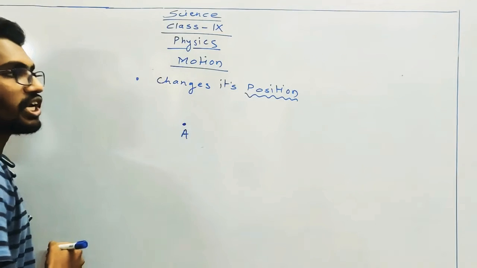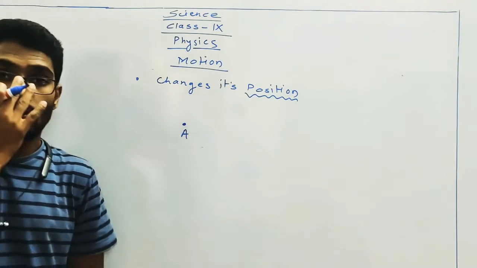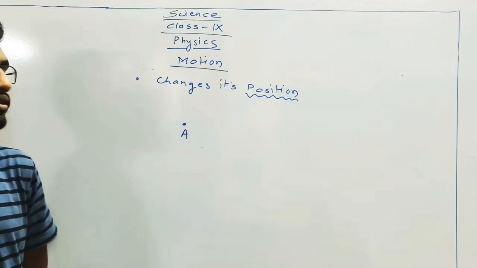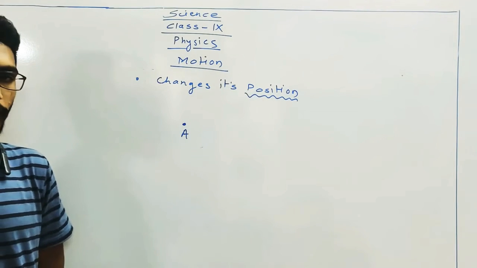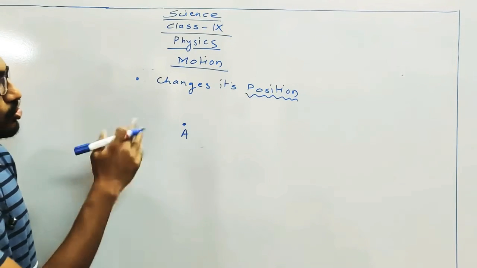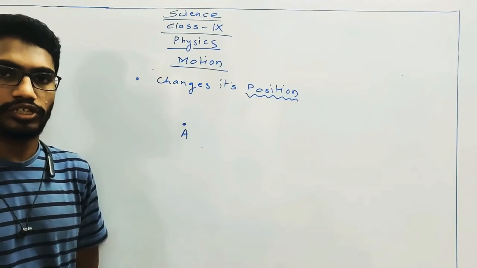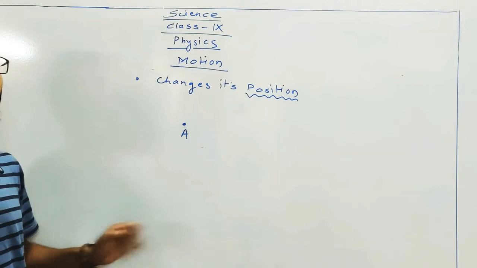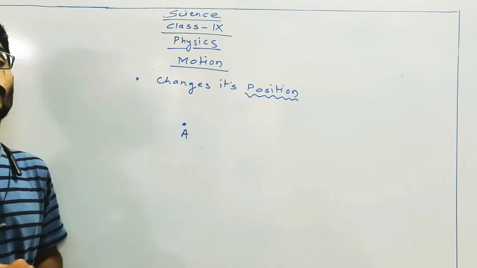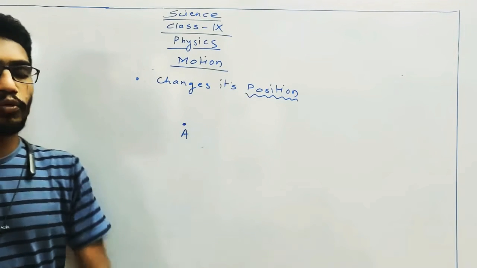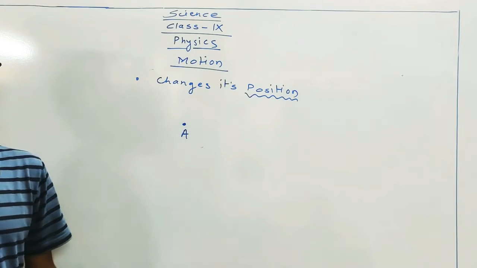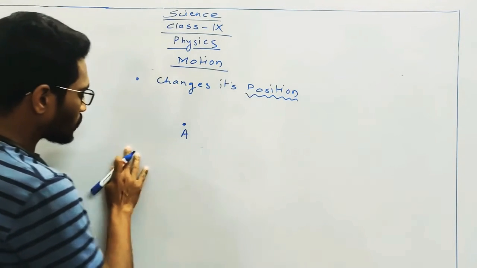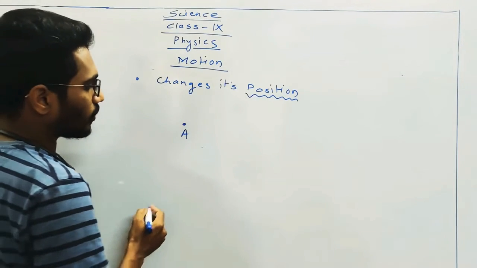Suppose this is point A. Now how to describe the particular position of this point A? Your answer must be point A is on the whiteboard. Yes or no? Okay. So by taking the help of this whiteboard, we describe the position of this point A. Yes or no?